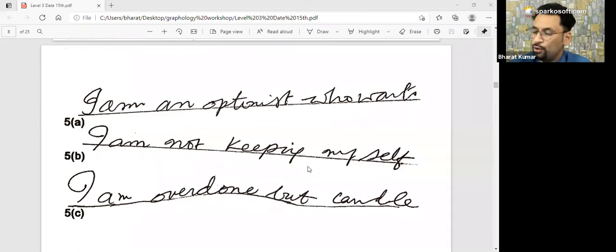So what can you do? When I used to provide graphotherapy to someone, I used to take a ruled page, and over the ruled page, I used to keep plain sheet, and then I use a cardboard. Okay, so what happens?